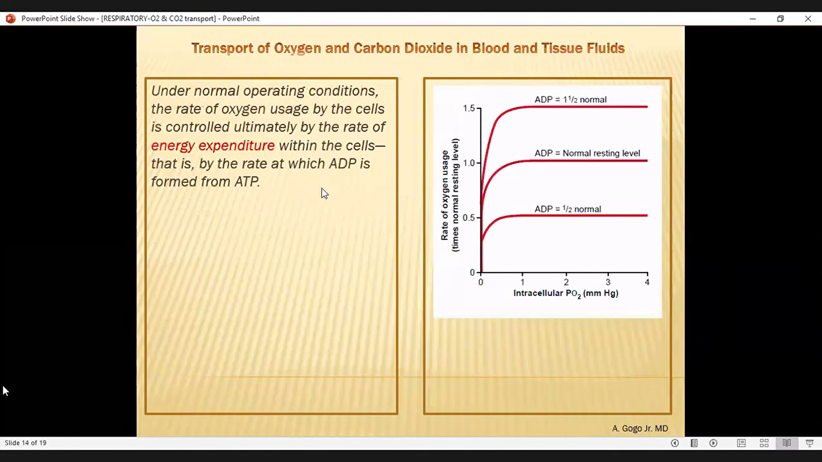Under normal operating conditions, the rate of oxygen usage by the cells is controlled ultimately by the rate of energy expenditure within the cells. That is by the rate at which adenosine diphosphate is formed from ATP. Because in metabolism, you will spend energy, right? So where do you get your energy? From ATP, adenosine triphosphate. What is the product? Adenosine diphosphate. So this is the normal ADP resting level.